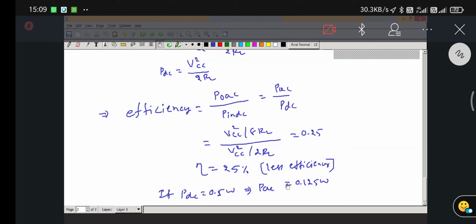That is, we are not getting the high output power here. We are not getting the more output power here. So it is the less efficient. This class A power amplifier is the less efficient.